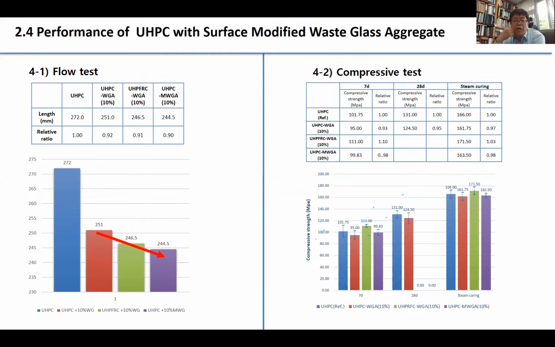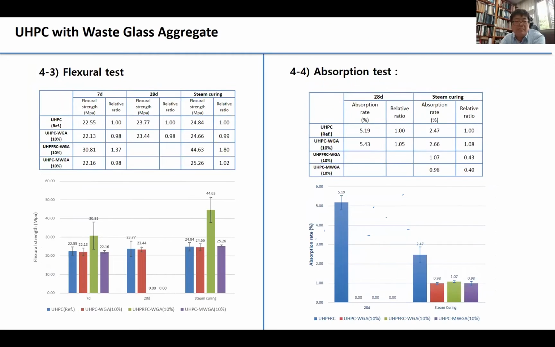Then we move to another case. That means we modify the surface to increase the bond. After that, we also performed a flow test and compressive strength test. The flow decreased much more. That means the bond between the mix and the aggregate increased some resistance. Also, strength decreased a little bit due to the bond. For the flexural test and the other tests, some parts improved, and some parts did not show improvement.